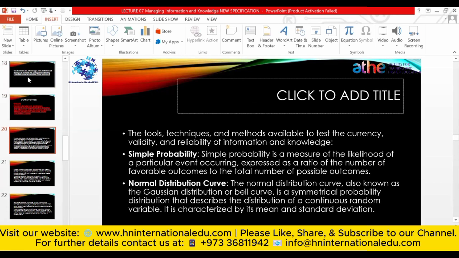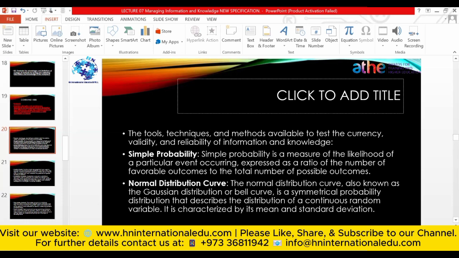The first point is simple probability. Simple probability is a measure of the likelihood of a particular event occurring, expressed as a ratio of the number of favorable outcomes to the total number of possible outcomes. I could give you the best example of probability. I'm sure in your life you have played the Ludo game, right? Yes, ma'am. That is probability. You don't have a chance, but you give a chance to your dice that maybe it will be 6, maybe it will be 5, 3, or 1. That is what probability is.